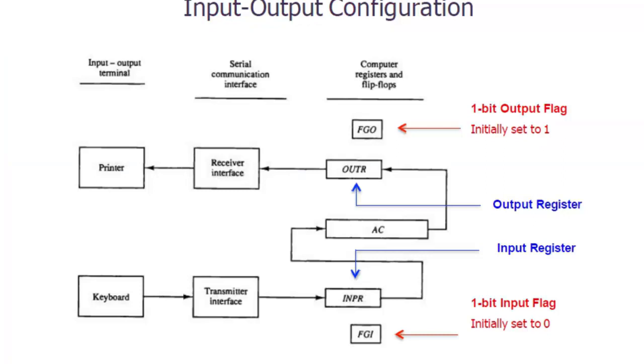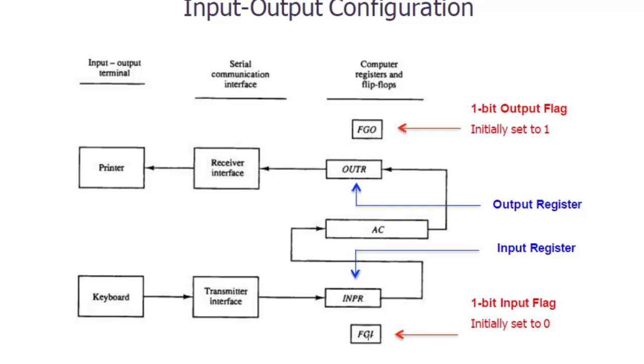So this is a diagram showing the input output configuration. Here you can see that there are three partitions. First is the input output terminal. In the input output terminal, there are devices that are responsible for taking input and displaying the output. So here keyboard and printer are the input and output devices. Second is the serial communication interface. In this diagram you can see that all the communication between the keyboard and printer goes through the serial interface. The serial communication interface consists of a receiver interface and a transmitter interface. An interface is basically a medium through which the information travels from source to destination.